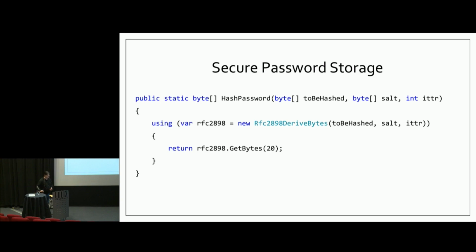So in .NET, again, this is very easy to do. We have a very nice method in the framework called Rfc2898DeriveBytes. It does what it says on the tin. So we have our hash password method that we've written. We have a byte array of the data we want to hash, a byte array of our salt, and then we pass in a number of iterations. Then we just pass those into Rfc2898DeriveBytes and call GetBytes(20), because it uses SHA-1 internally, so it only returns 20 bytes. And then we return the result as a byte array.